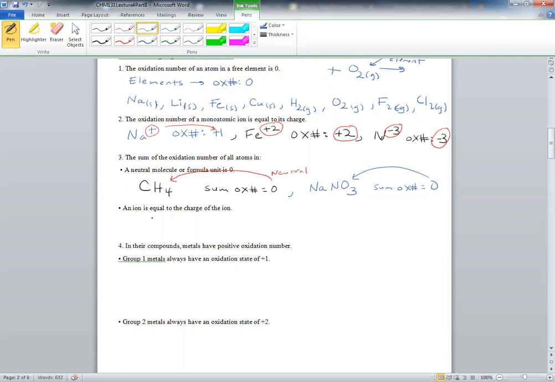However, if you have an ion, now you also have to look at the top right-hand corner. If you see a charge, then that's going to be your sum of the oxidation numbers. That's the total. So in this case, if I have something like NO3 minus, notice the difference now. It's no longer 0, because, as you probably know why, it has a sum of the oxidation numbers equal to its charge. It's a polyatomic ion.